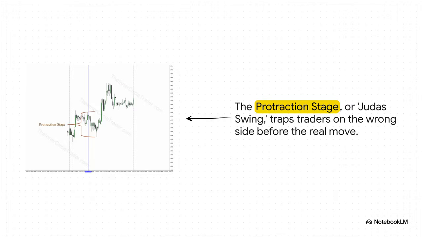Now, this concept right here, this is the secret sauce. The protraction stage, which is famously known as the Judas swing. This is a fake-out move, plain and simple. It's an engineered move against the real direction the market wants to go. And its whole purpose is to trip stop losses and trick traders into getting on the wrong side right before the true powerful move kicks off.